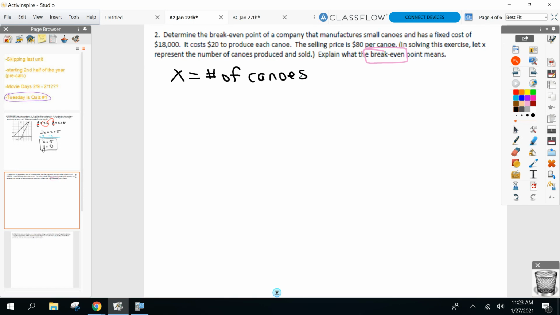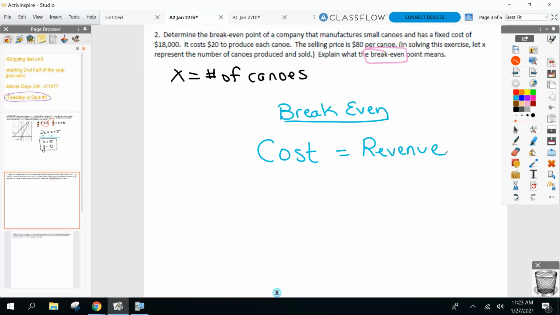Okay, so break even. Here you go, guys. Break even. Take a look. Here's how I find how many pieces I need to sell to break even. Cost equals revenue. That's what you want to set up right now. How much does it cost you to make a canoe? Equal to how much money you bring in for a canoe.